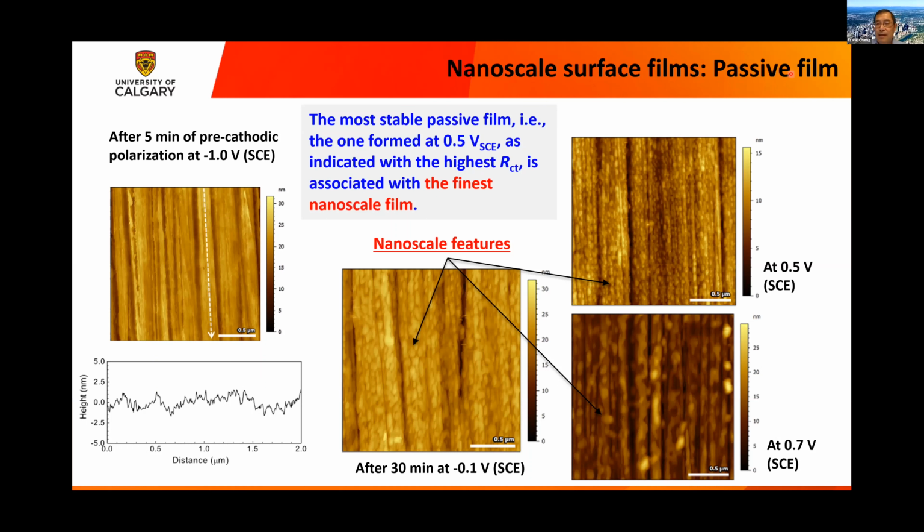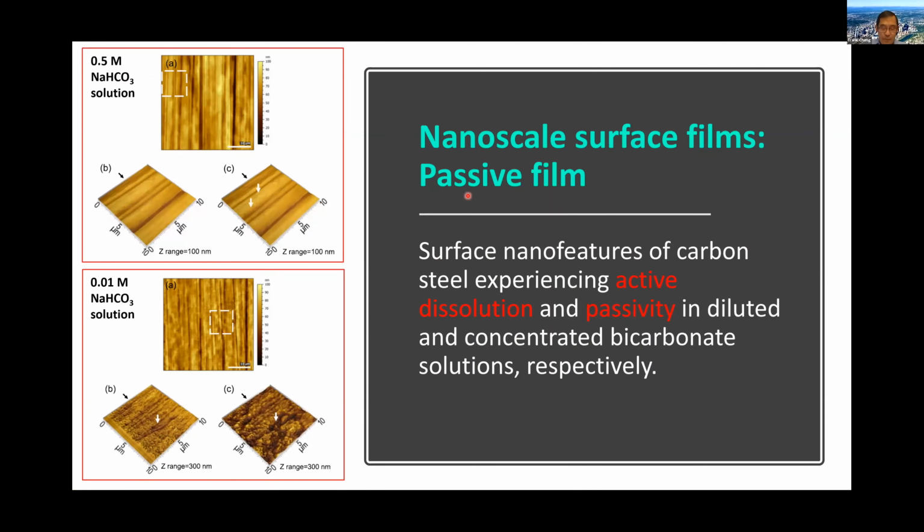When we form the passive film at different formation potentials, we do find that the nanoscaled features of the film are very different. These features are in the nanoscale, but they have different dissolution rates. So this gives us the basic idea: when the passive film is formed under different conditions, even if their surface features are nanoscaled, they still give you different corrosion rates.